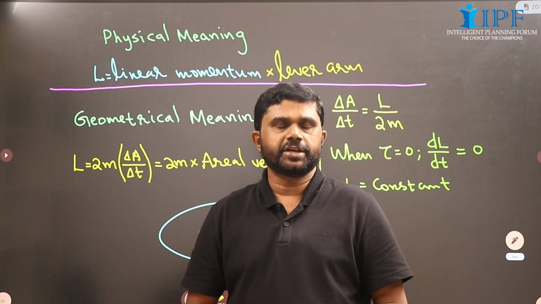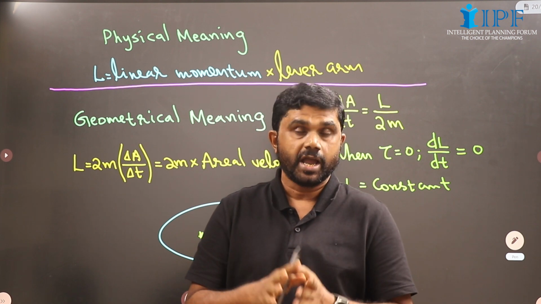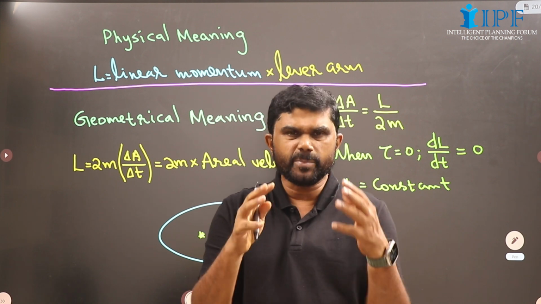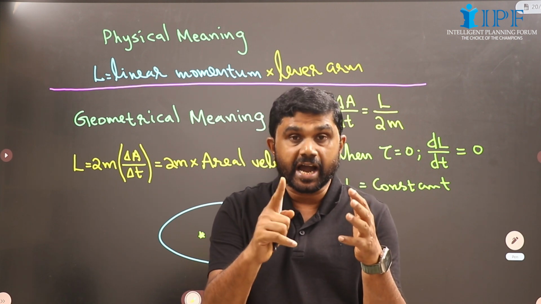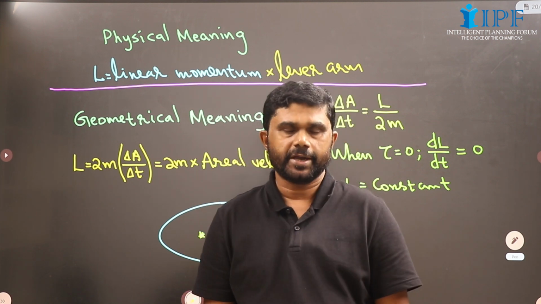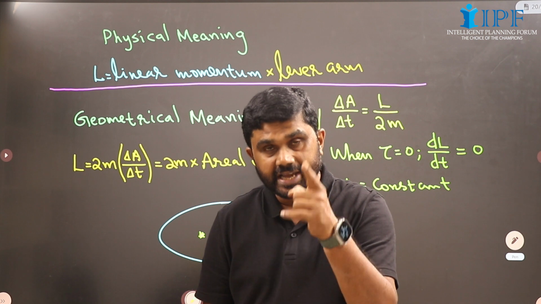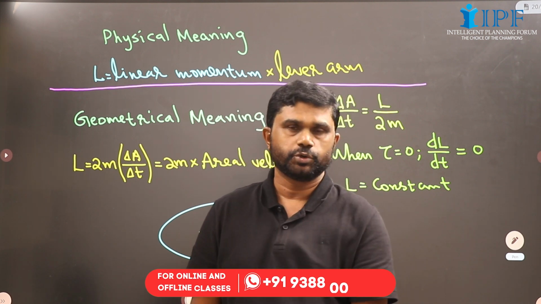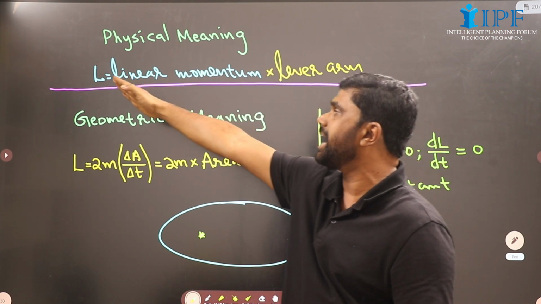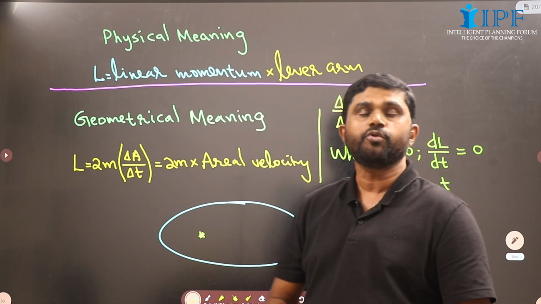Now children, see, what is angular momentum? This can be answered in two different ways. Angular momentum equals linear momentum into lever arm. Lever arm means the perpendicular distance from the axis to the line along which the linear momentum is acting. This linear momentum into lever arm is angular momentum L, and this is called the physical meaning of angular momentum.